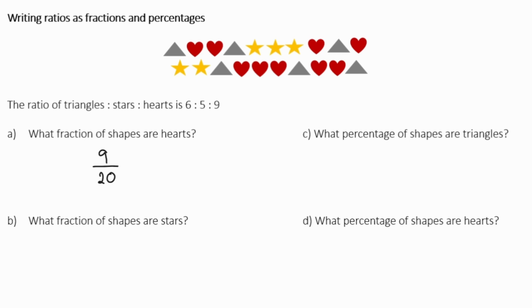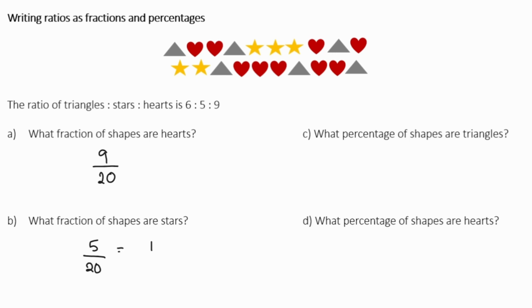Part B, what fraction of shapes are stars? So we've got 5 stars in the picture and a total of 20 shapes altogether, so my fraction will be 5 over 20. I could simplify this fraction by dividing by 5 because both these numbers appear in the 5 times table. 5 is therefore my highest common factor.